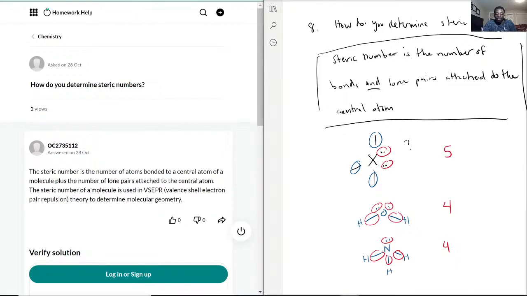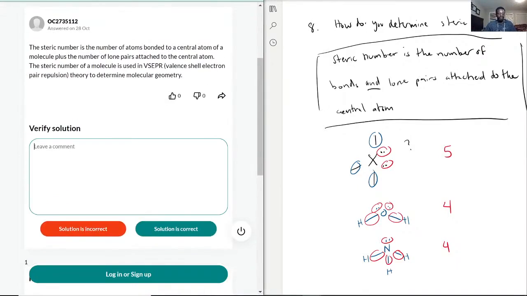But yeah, count the number of bonds, and then count the number of lone pairs, and add them together. That is your steric number. And if you notice that you're not getting 4 for most things, just be wary, because that should be typically what you should be erring towards, unless the whole worksheet is about really rare cases. Okay, this is correct.